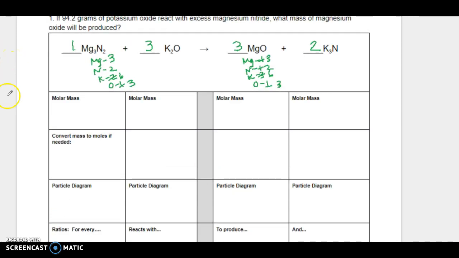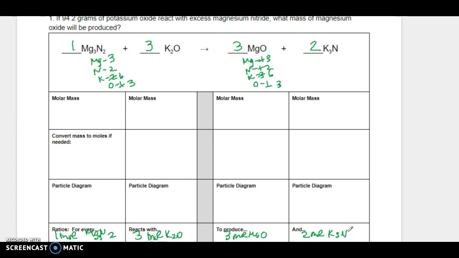Okay. So for ratios down here, I'm going to say for every 1 mole of Mg3N2, I'm going to react with 3 moles of K2O, okay, to produce 3 moles of MgO and 2 moles of K3N. Okay. So that's my ratios from the coefficients.